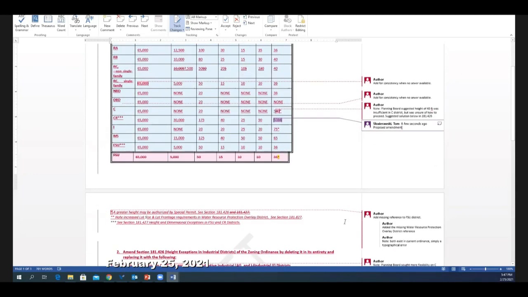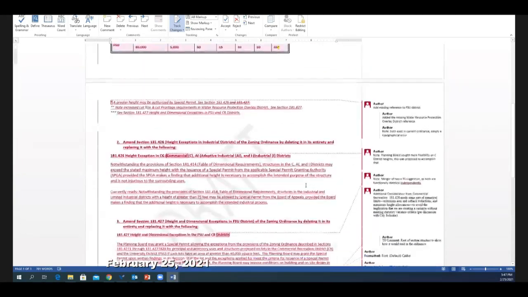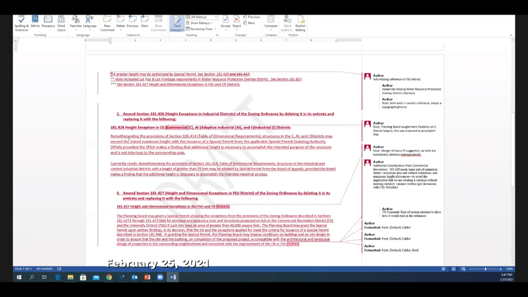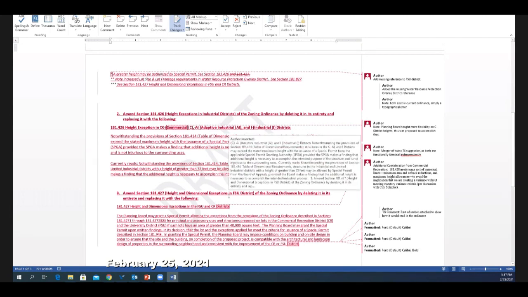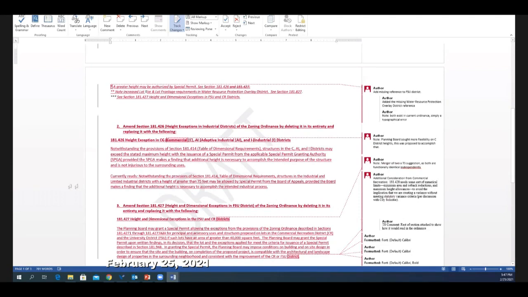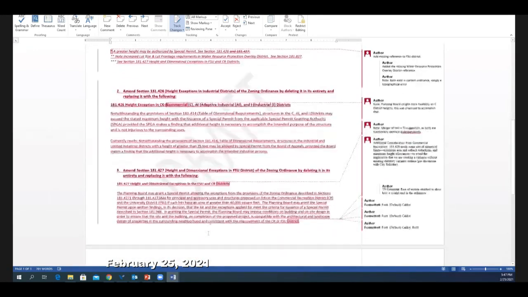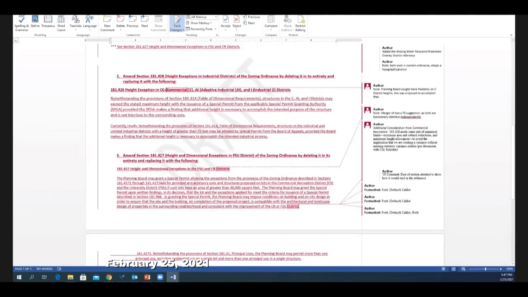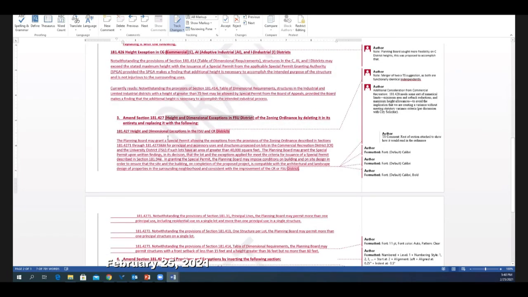Then to go down to these exceptions, basically the exception for C, AI, and industrial does not indicate any sort of maximum height limit that could be accepted. When you get down to the second section, what was once height and dimensional exceptions in FSU district, I propose to just merge the CR and FSU.